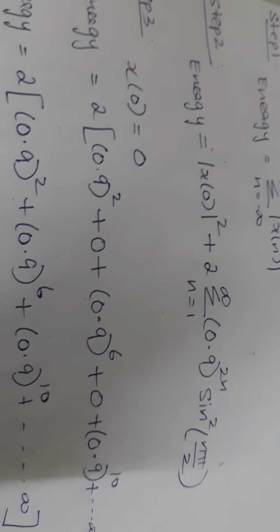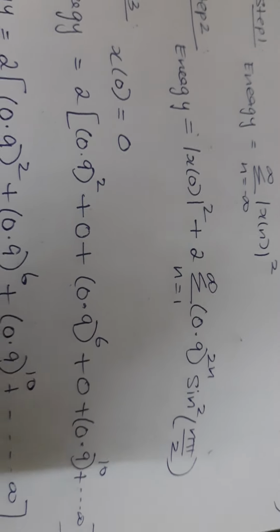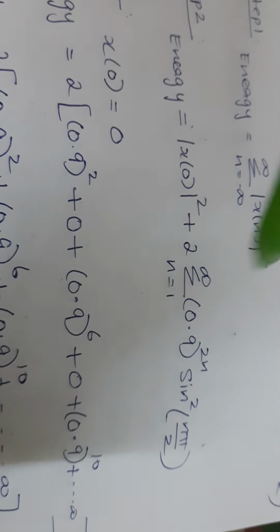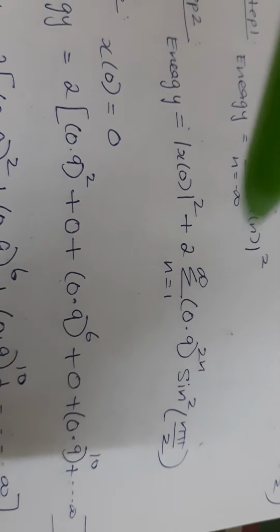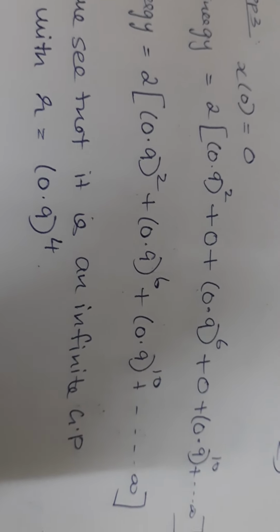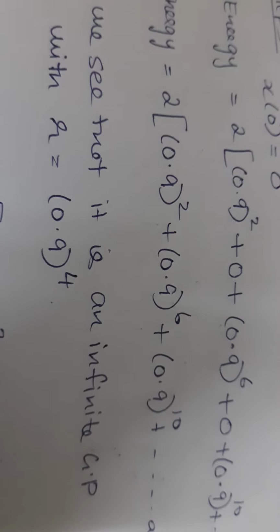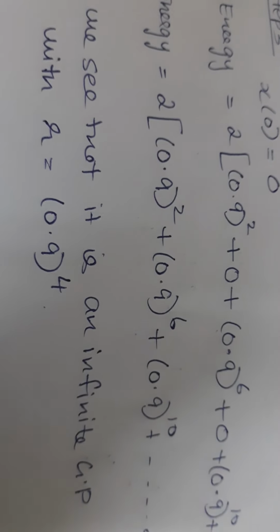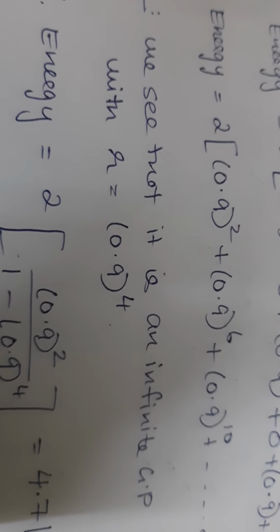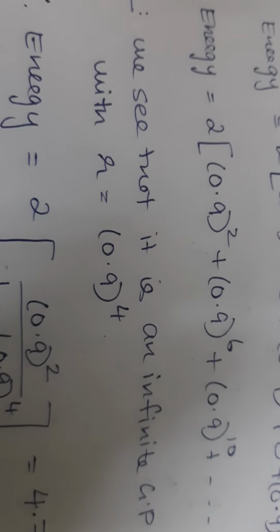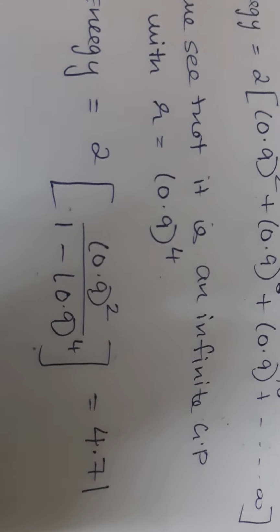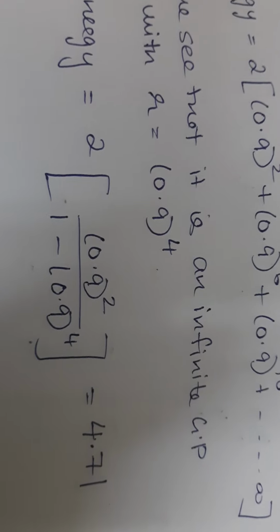Next, n is equal to 2. At n is equal to 2, sin pi value is 0, so the whole term becomes 0. Same way you substitute and we see that we get the infinite GP. Now we know the formula of infinite GP, so I will use that. Here my r value is nothing but 0.9 to the power of 4. So now I will calculate the energy and my answer will be 4.71 joules.